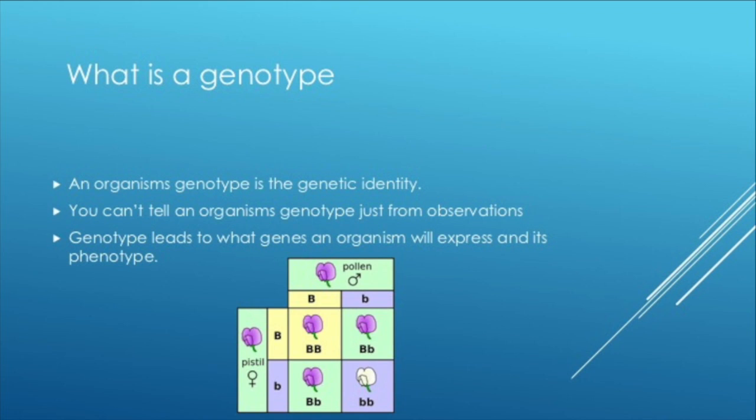If you look at the picture below, you can see that there are 3 possible allele combinations that a plant can have, but only 2 phenotypes are expressed. An organism's genotype leads to what genes an organism will express and its phenotype.